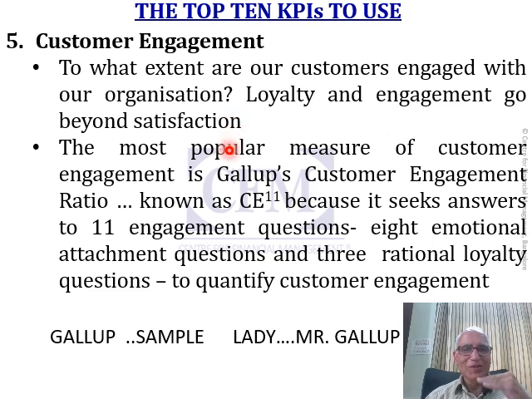The most popular measure of customer engagement in the US is Gallup's customer engagement ratio, known as CE11, because it seeks answers to 11 engagement questions, 8 emotional attachment questions, and 3 rational loyalty questions to quantify customer engagement.